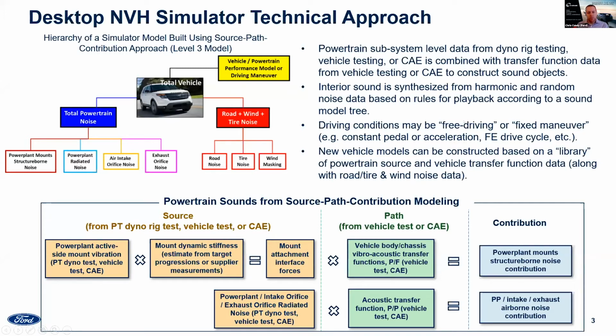Fixed driving maneuvers could just be a full pedal acceleration, for example, or maybe a fuel economy drive cycle. With a free driving model, the vehicle will respond to pedal inputs and shift through the gears and so on. At Ford, we can take from a library of powertrain source and transfer function data to build up new models very quickly using surrogate data.